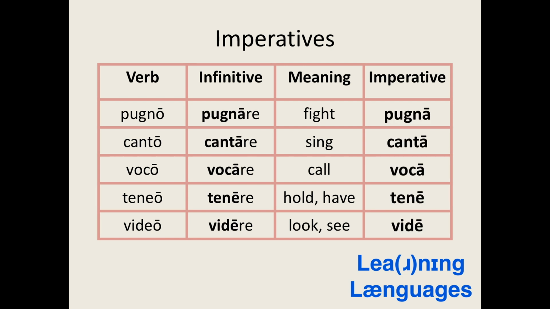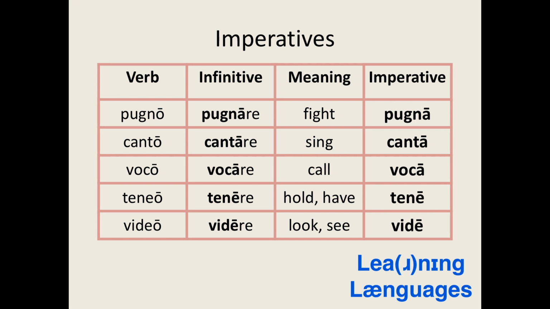The imperatives are formed from the present tense stem. For pugno, we have pugna. For canto, we have canta. For vocare, we have voca. For tenere, we have tene. And for videre, we have vide. Note that these are the singular imperatives, used when you're ordering or instructing just one person.